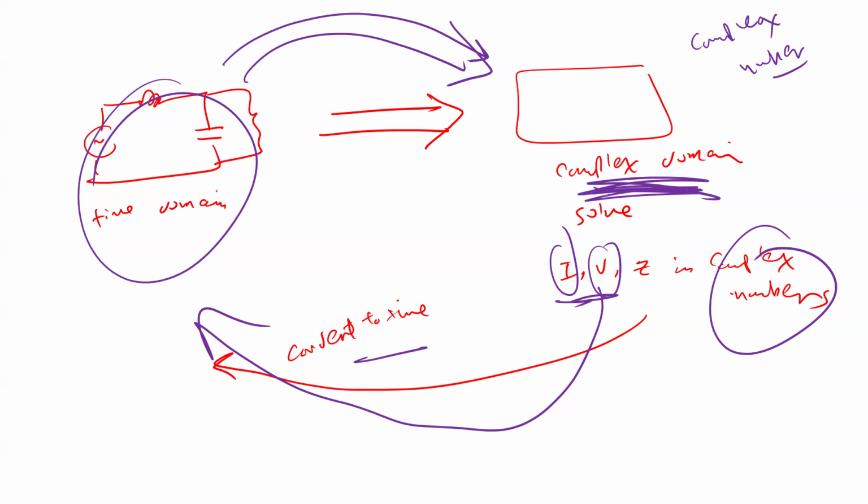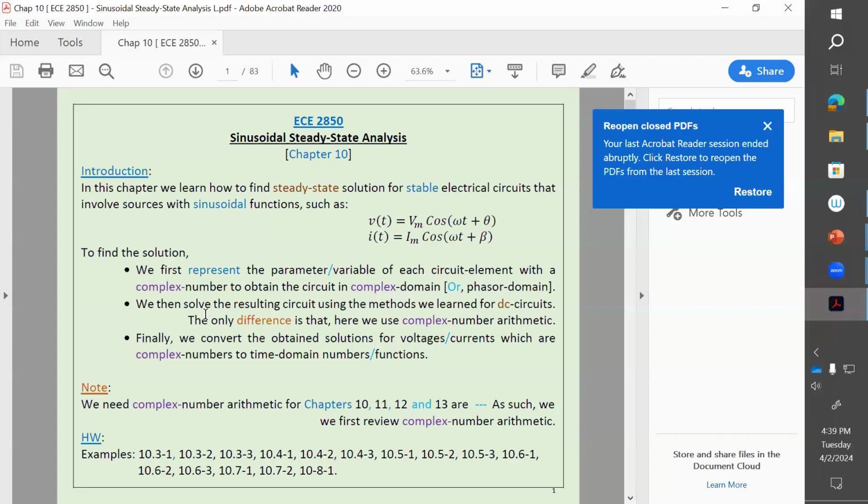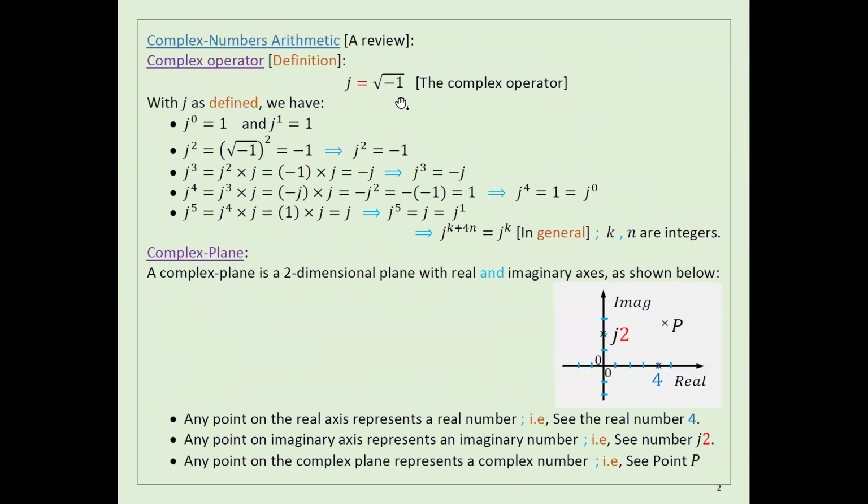How can you add complex numbers? What are complex numbers and so on? Okay? But again, the only difficulty in this chapter is that everything will be done using complex numbers. Okay? So as you know, in complex numbers we have an operator, this complex operator, which is j. j is actually the square root of -1.